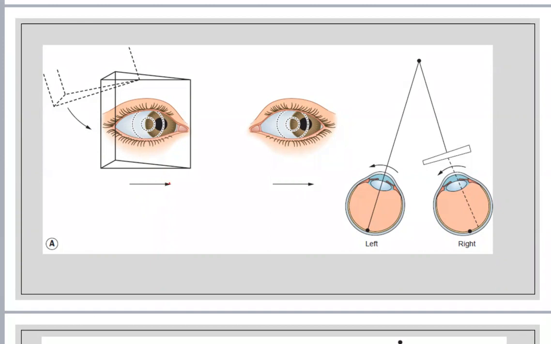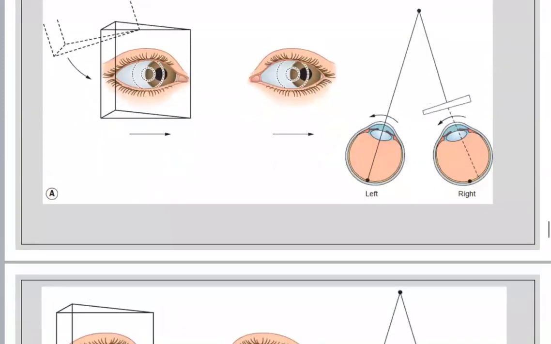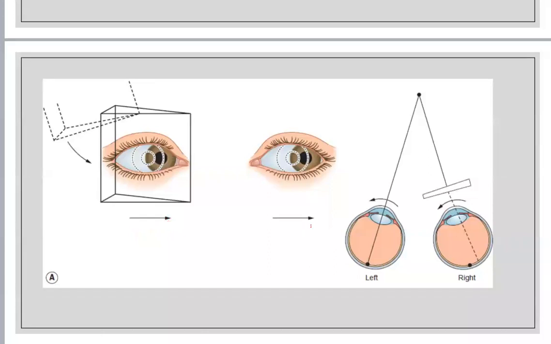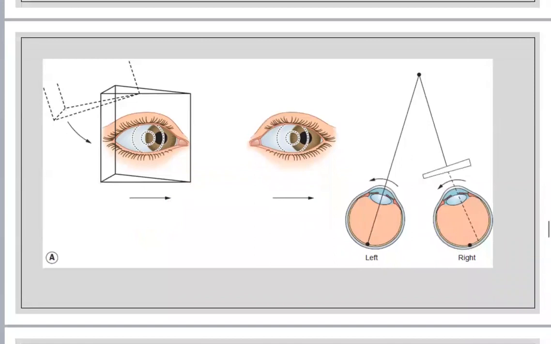Look at this one. I'm putting this base out prism in front of the right eye, and can you see the eye will be deviated towards what? Towards the apex of the prism. So it will be deviated in. Both eyes will be deviated in the same direction. Here it is deviated by the prism. Here it is deviated by Hering's law. Okay, so this will result in what? This will result in shifting both eyes to the left.